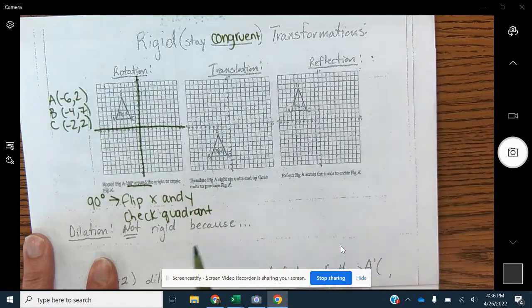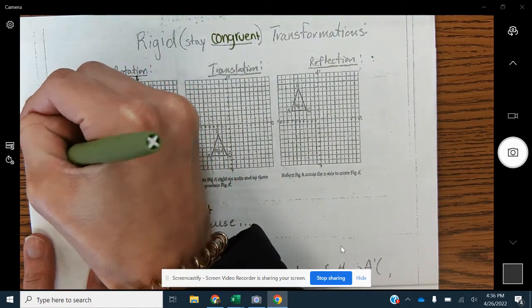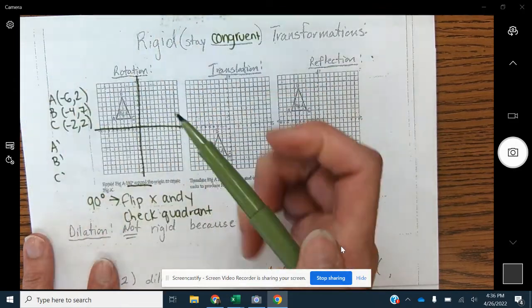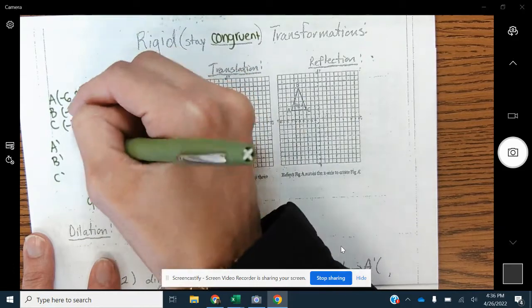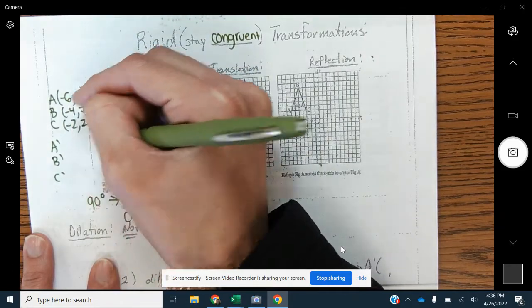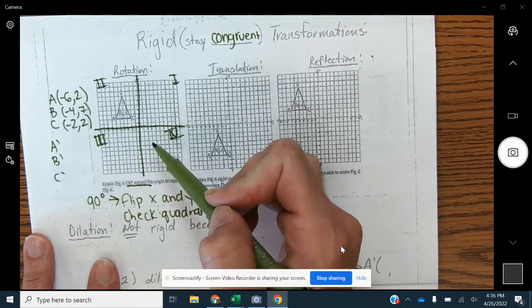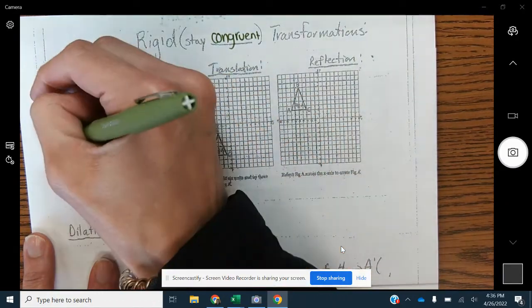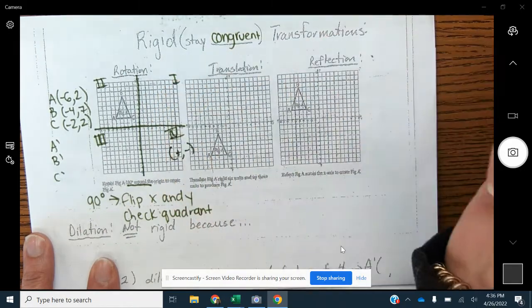Okay, when we go 180 degrees, technically you're going 90 degrees twice, which would mean we flip twice. So the coordinates are actually going to be in the same order. We just have to think about what quadrant we're in. So we're starting in quadrant, this is 1, 2, 3, and 4. We're starting in quadrant 1. We're going to end up in quadrant 4, where X is now going to be positive and Y is going to be negative.